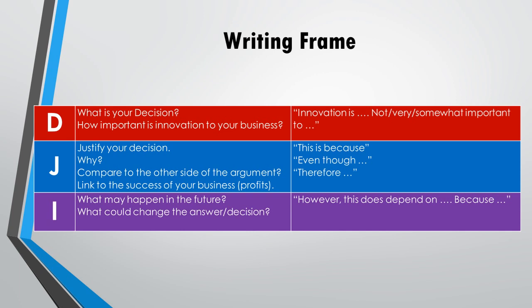Quite a few people as well have missed out the depends on factor for the future. This could depend on improvements in technology, trends, fashions. It could be a whole load of things, but I just need you to explain that. That needs to be a little bit more than a sentence, because if you look, I've said however this does depend on, because, so you need to explain why it depends on that factor.